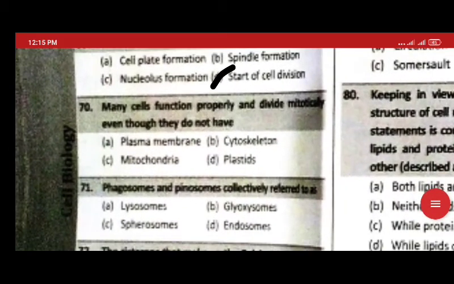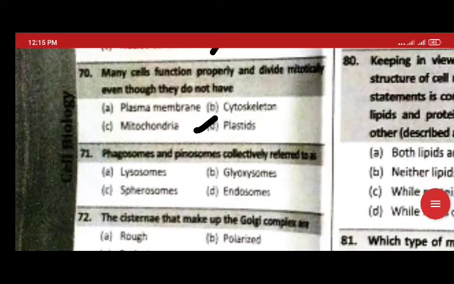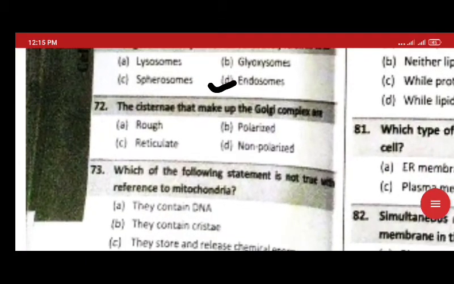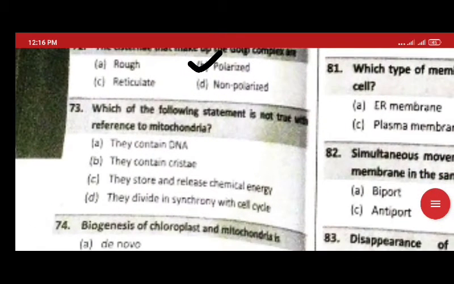Now 70, many cells function properly and divide mitotically even though they do not have plastids, because animal cells have no plastids but still divide. Now, phagosomes and pinosomes are collectively referred to as endosomes because of the inner. Now 72, the cisternae that make up the Golgi complex are polarized, not rough, not reticulate, only polarized.